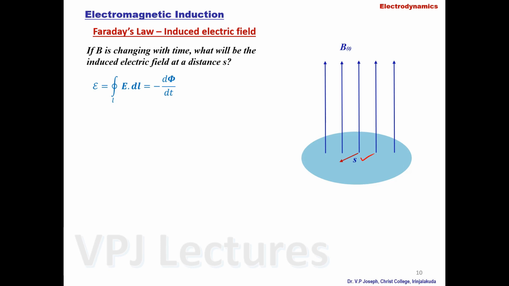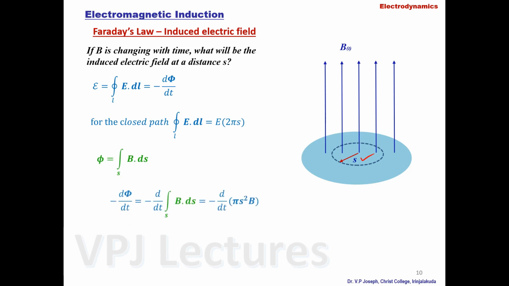So let us start with the equation EMF equal to line integral E dot dl equal to minus d phi by dt, and let us consider a circle passing at a distance s from the center. For that closed path, we can say that the line integral E dot dl is equal to E into 2 pi s. The electric field over this path is taken as E.